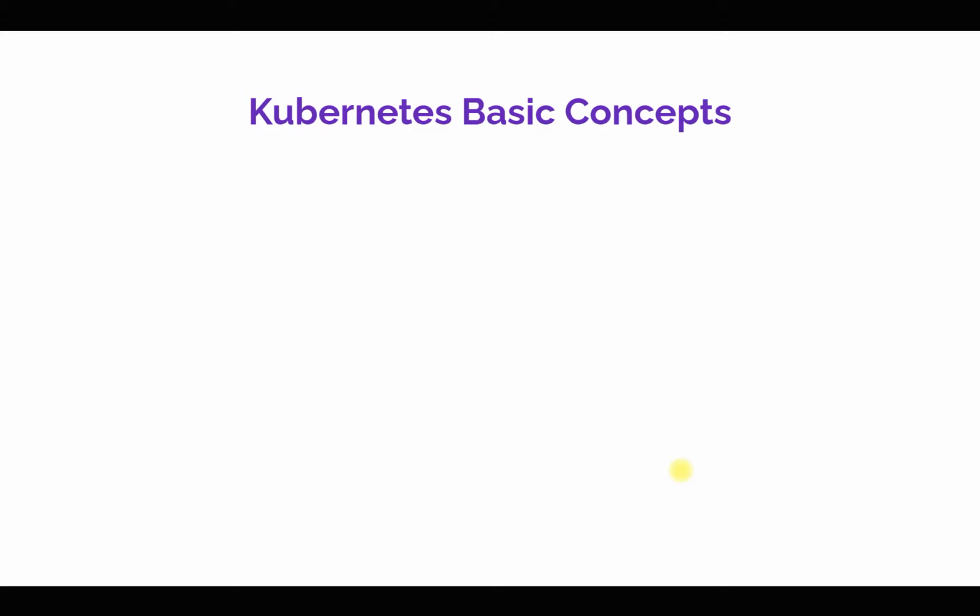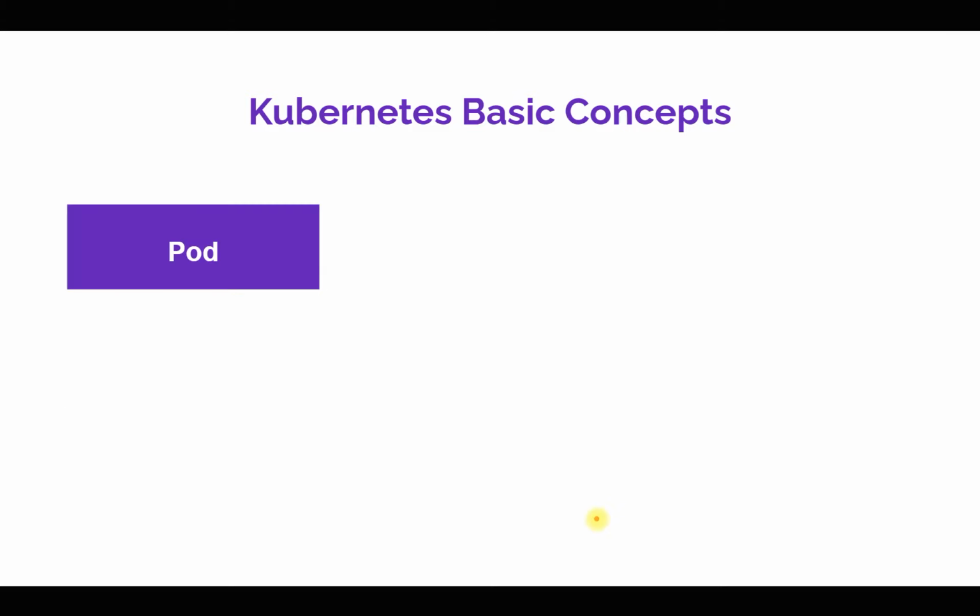Now let's talk about the Kubernetes basic concepts. So the first concept we have is the pod. So what exactly is a pod? A pod is a basic unit of computing that Kubernetes manages, and a pod is a group of one or more containers which share the same storage and networking. So it can be one container or it can be a group of containers within a single pod. And it's a basic unit in Kubernetes that you create or destroy.